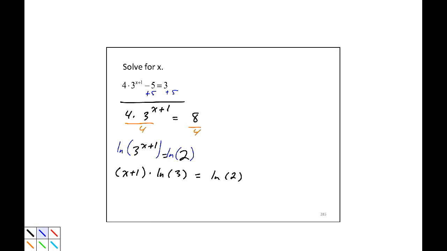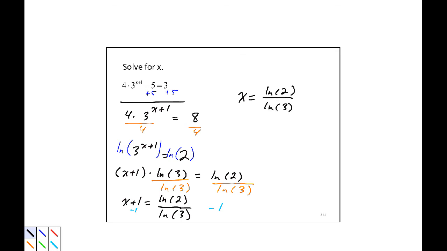Now we can divide by natural log of 3 on both sides. So this becomes x plus 1 equals natural log of 2 over natural log of 3. My x is not isolated, so I'm going to subtract 1 from both sides so that I have x equals natural log of 2 divided by natural log of 3 as one quotient, minus 1. Not part of my fraction.